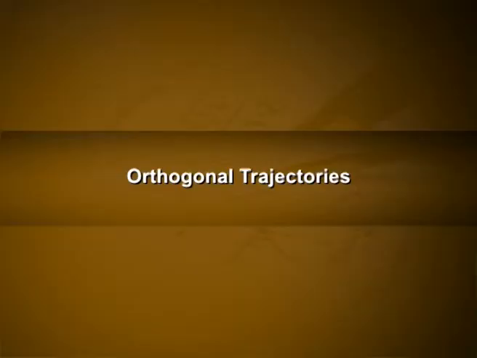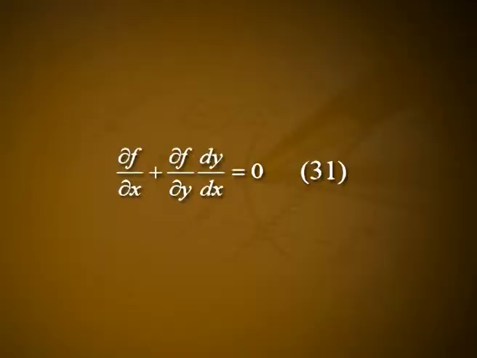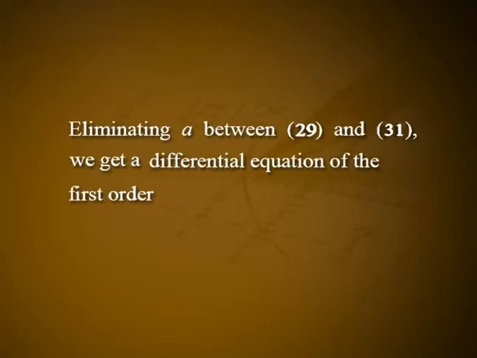Orthogonal trajectories. Let f of x, y, a is equal to 0 represent a family of curves, one curve for each value of the parameter a. Differentiating, we get dou f by dou x plus dou f by dou y into dy by dx is equal to 0. Eliminating a between equation 29 and 31, we get a differential equation of the first order phi of x, y, dy by dx is equal to 0, of which equation 29 is the general solution.